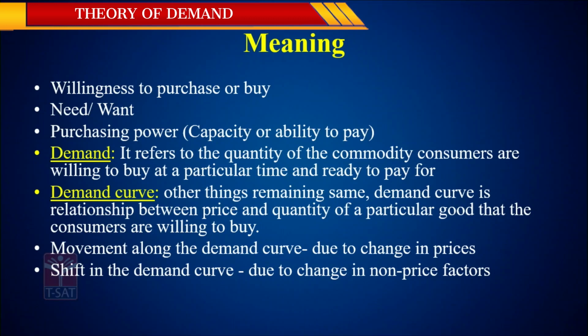So what is demand? Willingness to purchase, need, and purchasing power. These are the three main elements of demand. Willingness only cannot define the demand. If a person wants to purchase a certain good, we cannot say that this is his demand. Likewise, need alone is not demand. To complete the demand, we need all three elements: willingness, need, and purchasing power. Purchasing power means the ability to pay for a particular good.